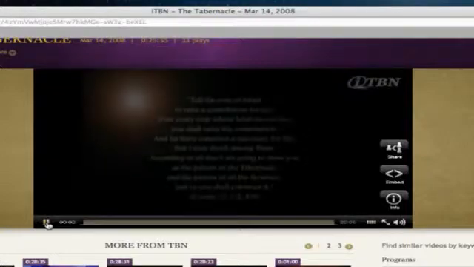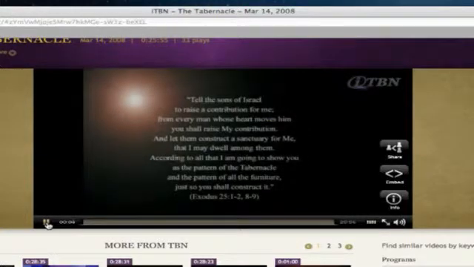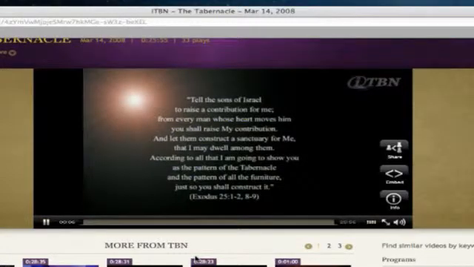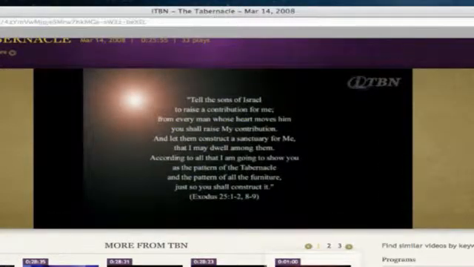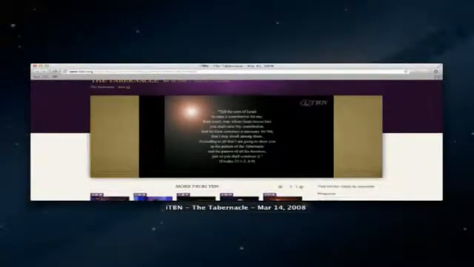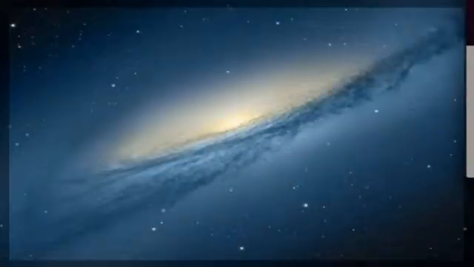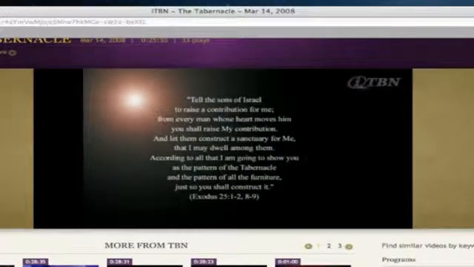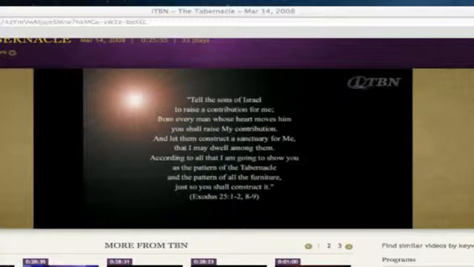Of Israel to raise a contribution for me. From every man whose heart moves him, you shall raise my contribution, and let them construct a sanctuary for me, that I may dwell among them, according to all that I am going to show you, as the pattern of the tabernacle, and the pattern of all the furniture. Just so you shall construct it.